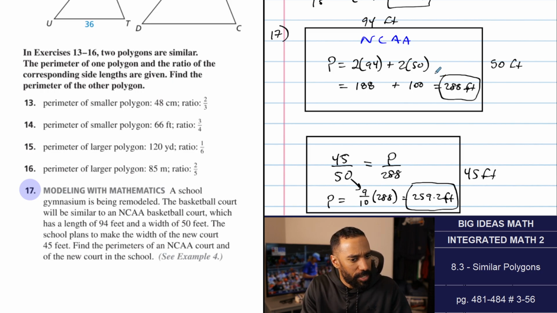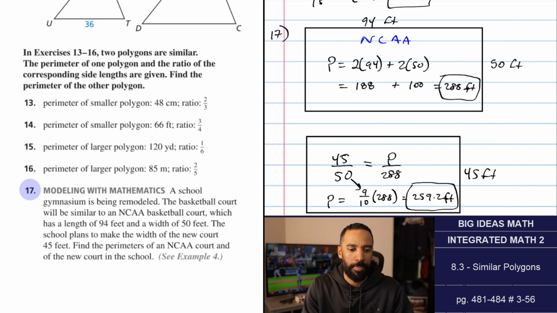Did they want something else? Find the perimeters of those two courts. No, that's it. So that's what I'm going with on that one. I don't know if I calculated it correctly, but it should be a decimal, I guess, when all is said and done.